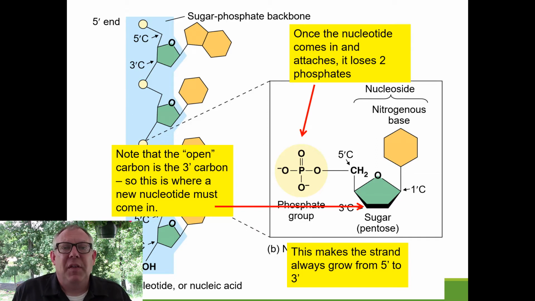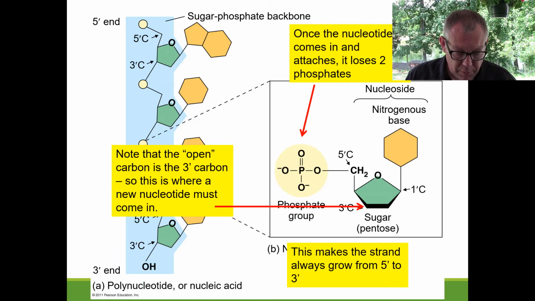And so I made a big deal about this, but again, this is one of those things you hear all the time when you talk about DNA replication. It grows from 5' to 3'. Well, this is why. This is why it always grows in that direction. Because you always got to bring in the new nucleotide to that open 3' carbon.